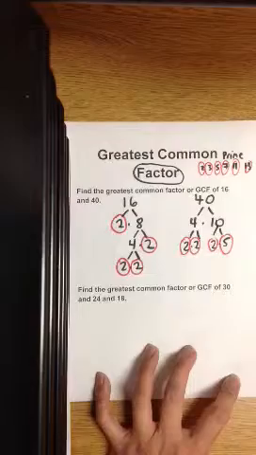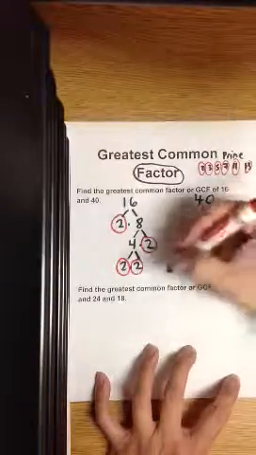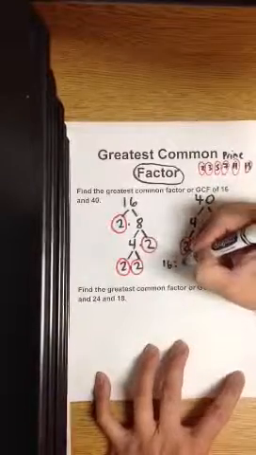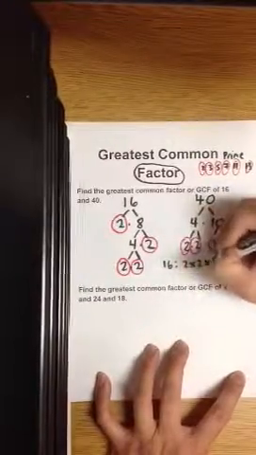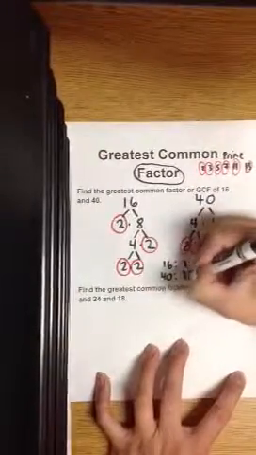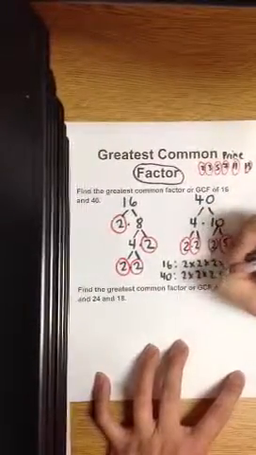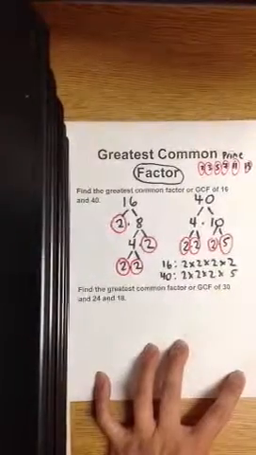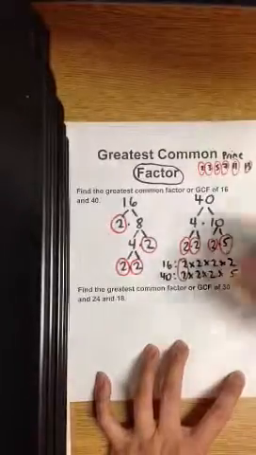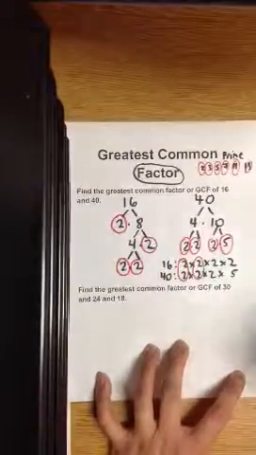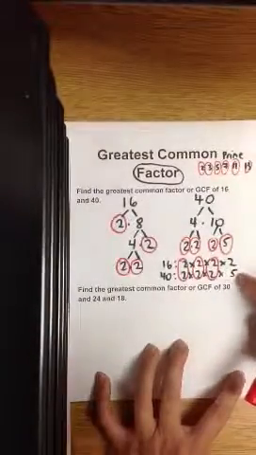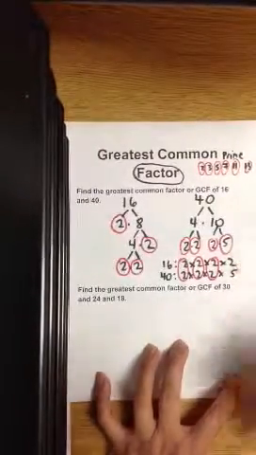A couple ways you can do this. One way you can do this is this. The factors of 16 are 2 times 2 times 2 times 2. The factors of 40 are 2 times 2 times 2 times 5. So what do they share in common? Hey, they both have a 2. Hey, they both have a 2. Hey, they both have another 2. Do they both share another 2? Nope. Share a 5? No.